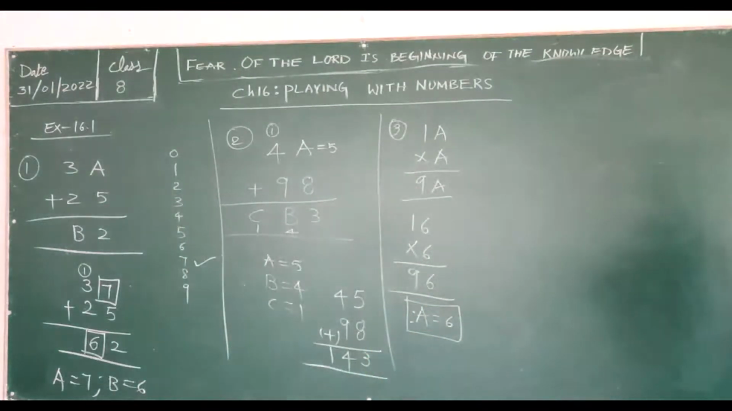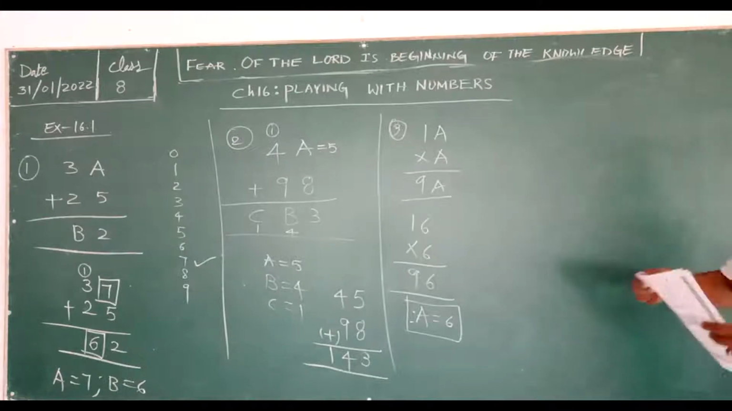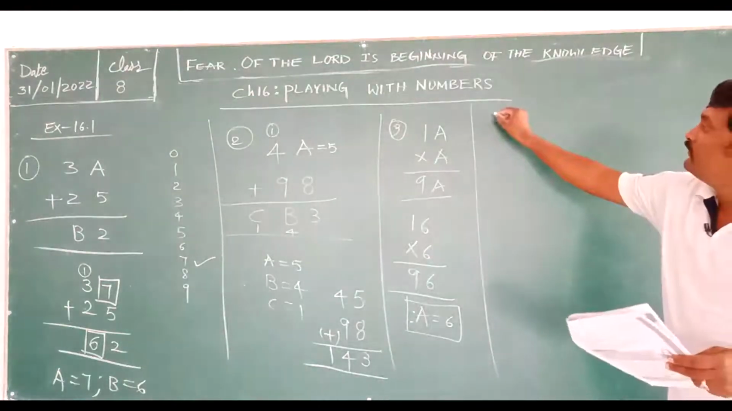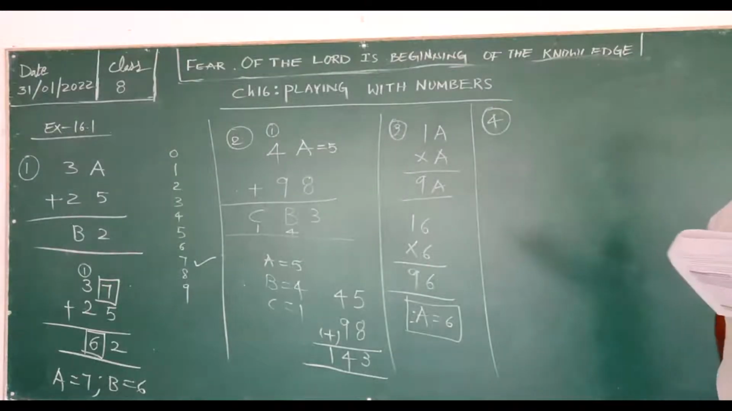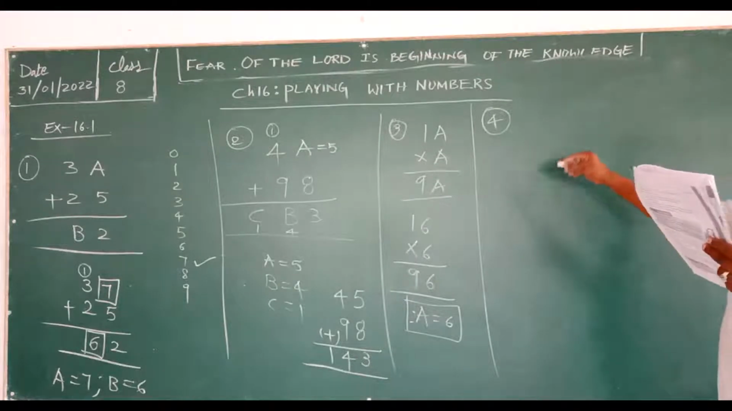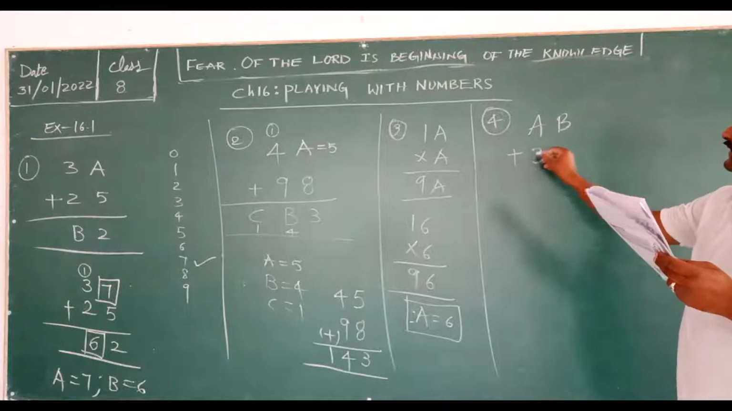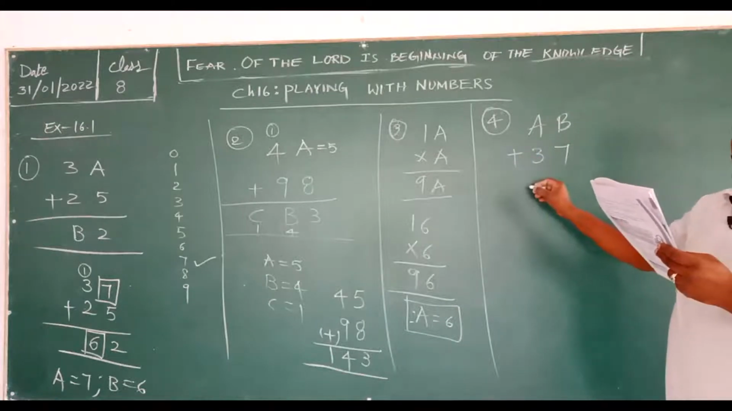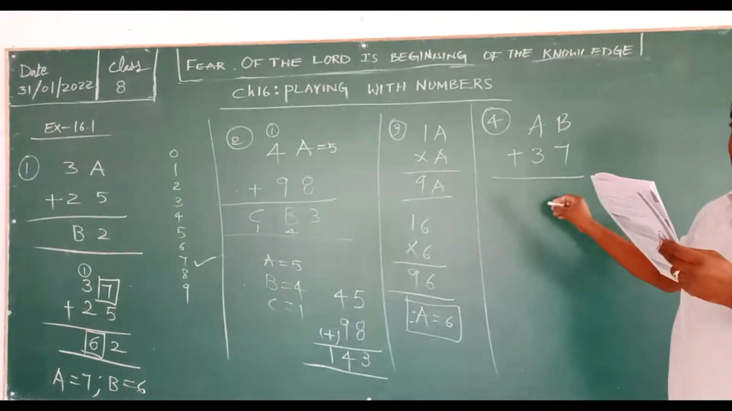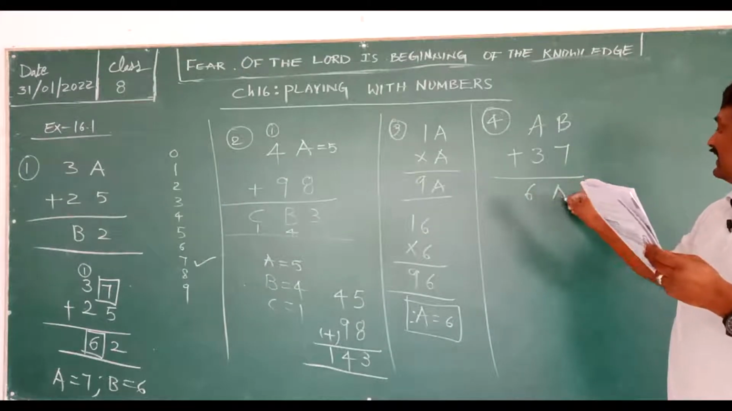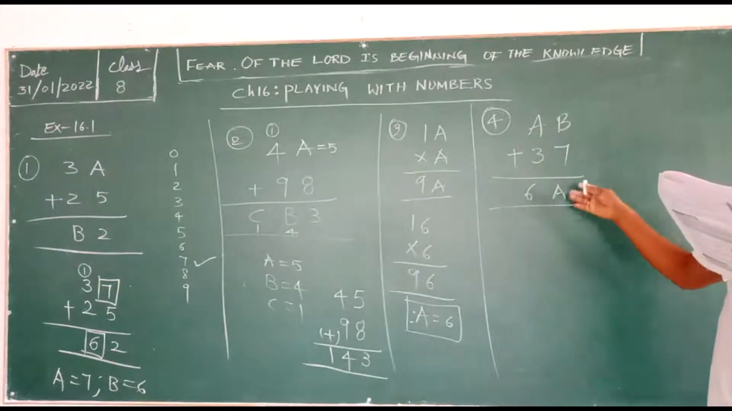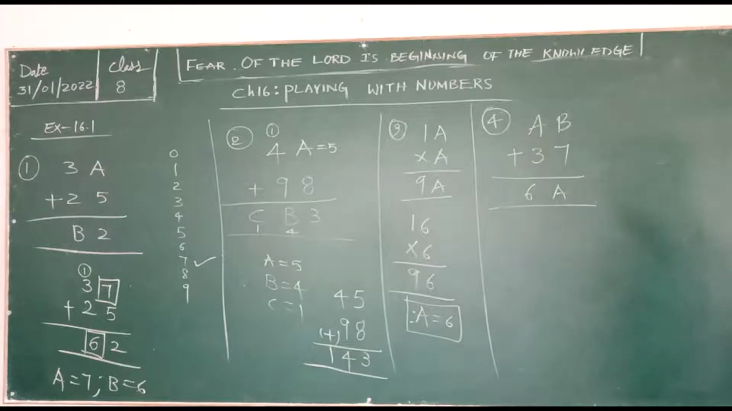Let's move on to the fourth. Fourth question now. It is given as AB plus 3, 7 and you need to get the answer as 6 and A. Sir, what is this, sir? A is there. How, sir, can I find the answer?